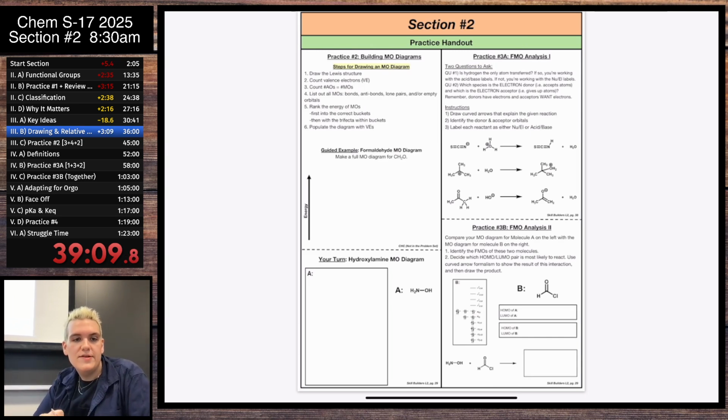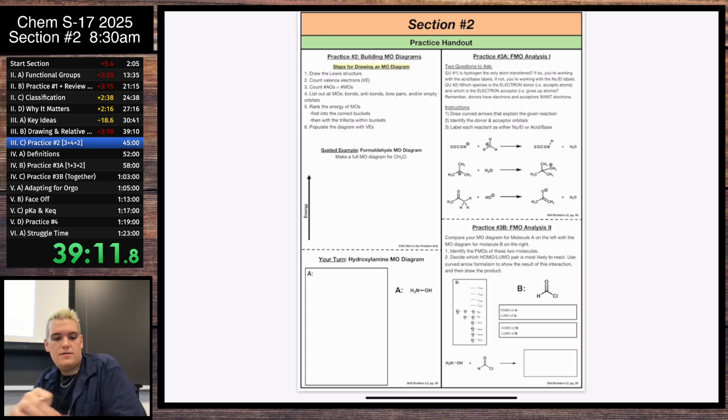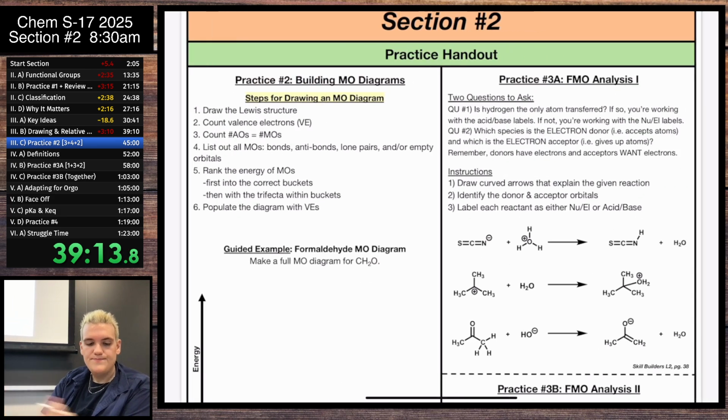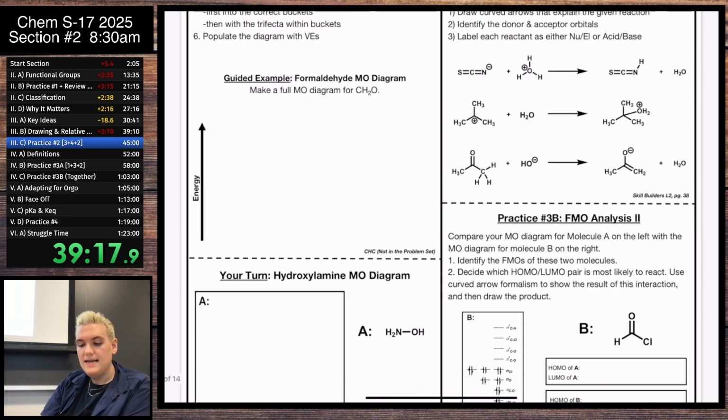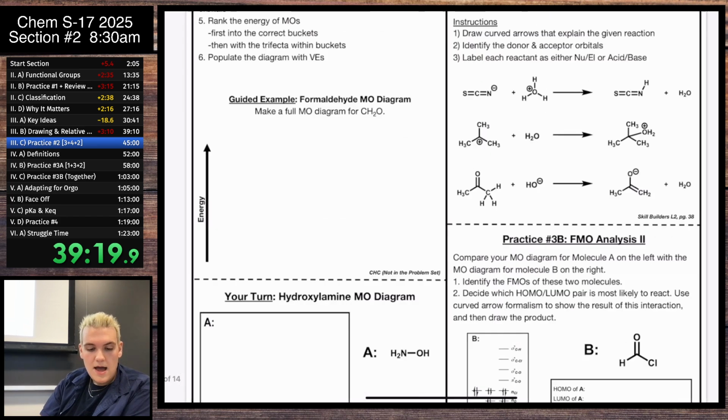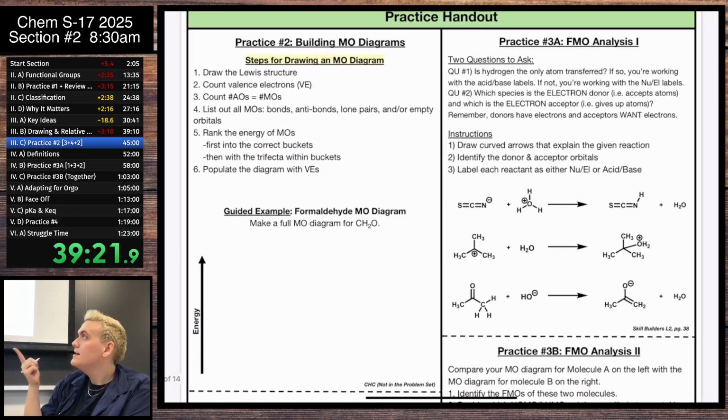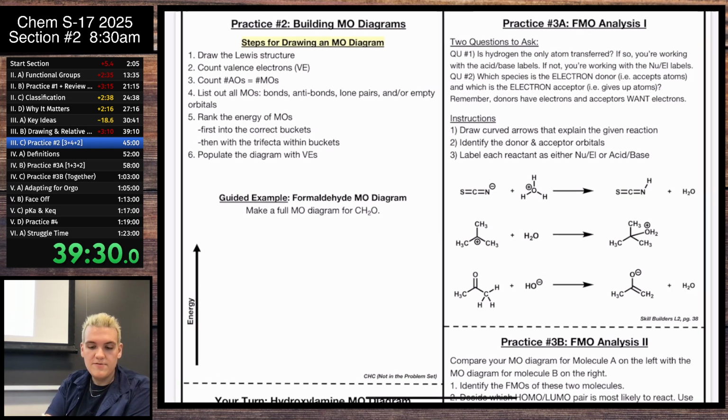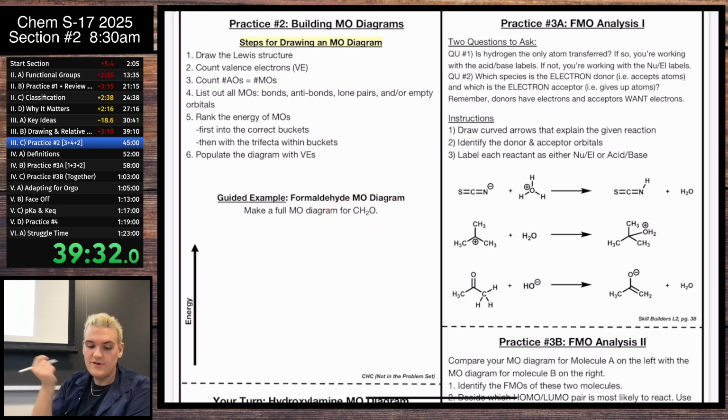So let's try to put this into practice with an example. Normally I try to take examples from the problem set, and there are going to be some here, but I wanted to do a quick MO diagram with you together to show you the exact steps and process that I go through to do one pretty quickly. This one is not in your problem set. So we are going to do a full MO diagram for CH2O, which is formaldehyde.